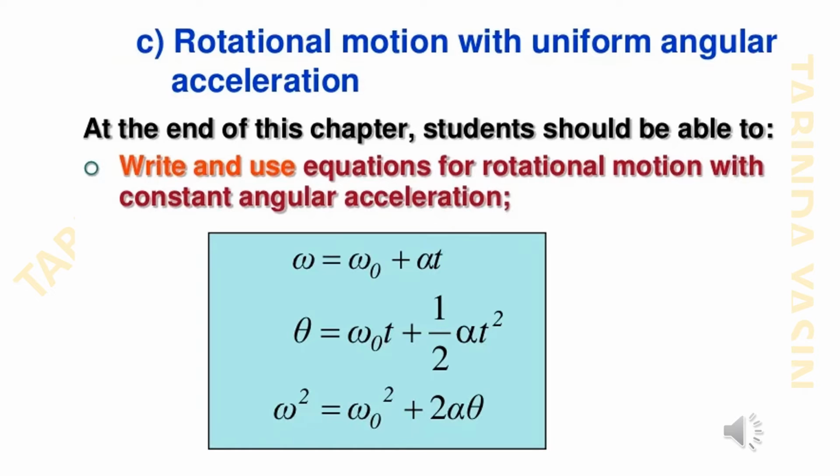We have three equations of motion in the angular form, that is omega is equal to omega naught plus alpha t, theta is equal to omega naught t plus 1 by 2 alpha t square, and omega square is equal to omega naught square plus 2 alpha theta. Here omega is the final velocity, omega naught is the initial velocity, theta is the angular displacement, alpha is the angular acceleration, and we have three equations of motion for the rotational motion.